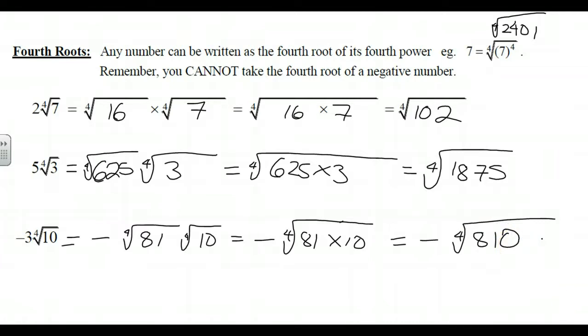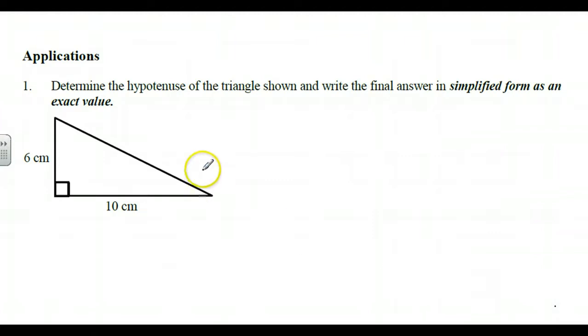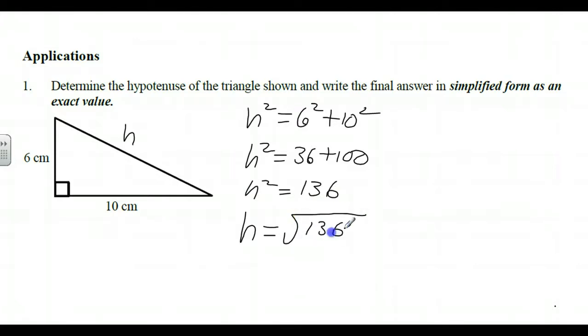Okay, real world. Determine the hypotenuse of the triangle shown and write, let's call that h. So we know that h squared is 6 squared plus 10 squared. H squared is 36 plus 100. H squared is 136. H is the square root of 136.